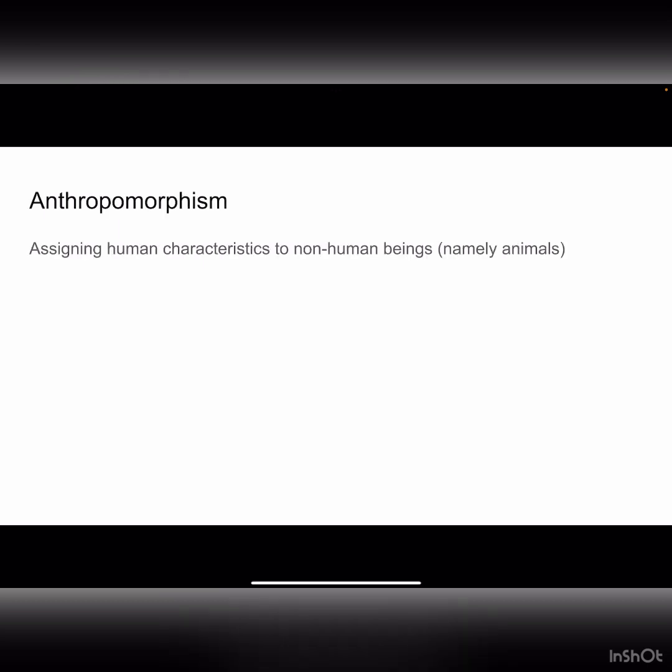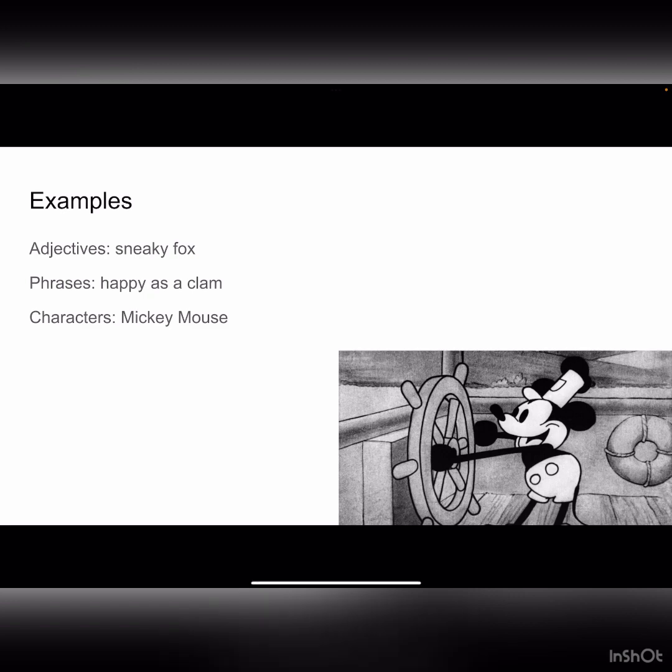It's time to move on to anthropomorphism. Anthropomorphism is defined as assigning human characteristics or traits to non-human beings. In the context of this class, the non-human beings are going to just be animals. Anthropomorphism comes in all forms. It can be as simple as an adjective, or it can be as thought out as an entire character.